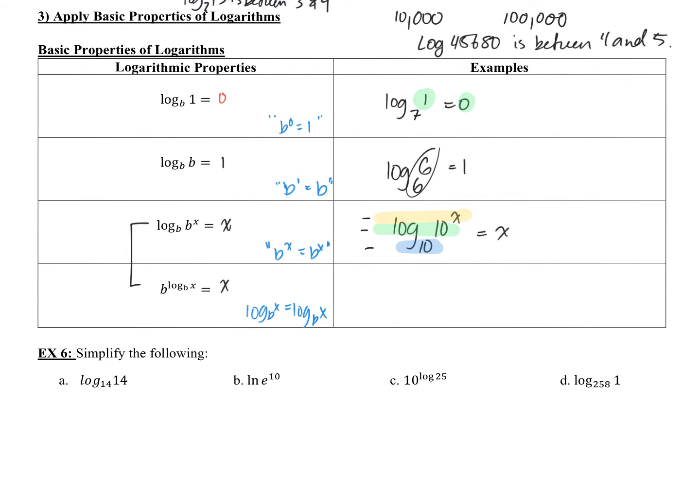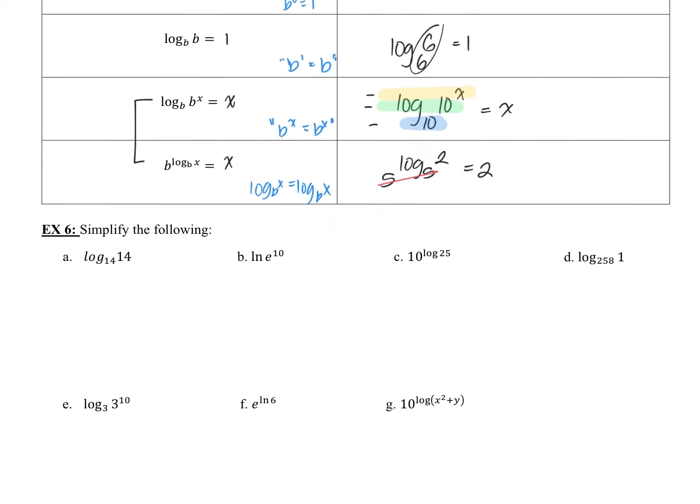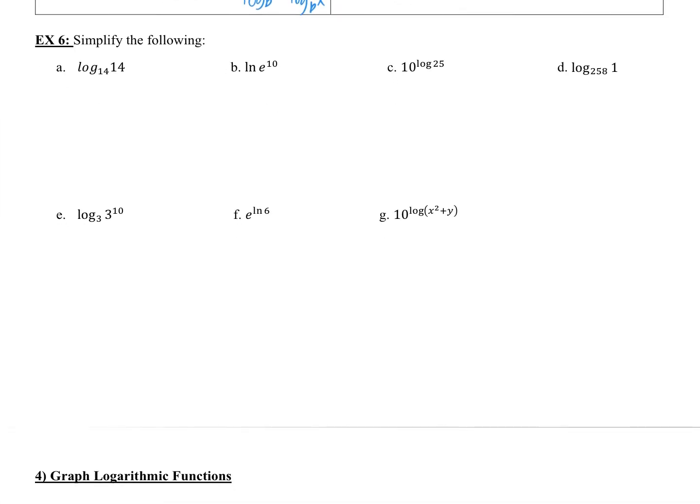And then lastly, an example, 5 to the log base 5 of 2. Well, that's just going to end up equaling 2. A way some people like to think of it is that the logs cancel each other out. Okay, we're going to go ahead and simplify the following. Try to simplify these by yourself and check back in with me in a second.